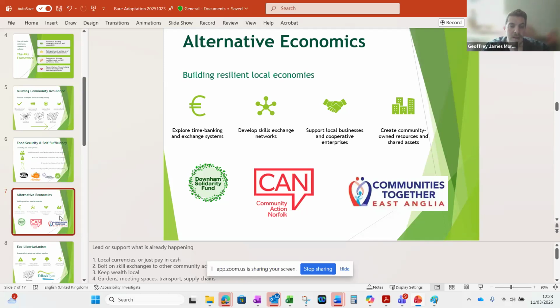And things like skills exchanges. I don't know whether anyone's familiar with things like repair cafes. They can be as small or as big as you want to make them, and be a hub for any sort of community skills exchanges as well. And things like gardens, meeting spaces, local support, local transport to support people that are unable to move around, like car shares and community taxis and that sort of thing.